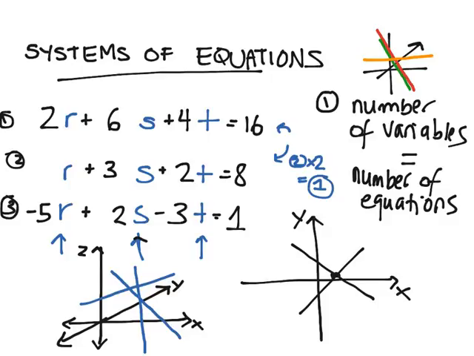Over here, we would have infinite solutions because the first equation and the second equation describe the same line. So any r, s, and t value which satisfy the first equation would also satisfy the second equation, and vice versa. So we say this has infinite solutions.